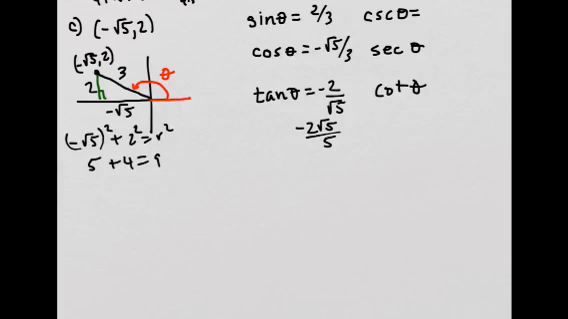Okay. Cosecant theta, reciprocal of sine theta, 3/2. Secant theta, reciprocal of negative radical 5 over 3, so it's negative 3 over radical 5. And when you rationalize, it's negative 3 radical 5 over 5. Cotangent theta, reciprocal of tangent theta, so I'm just going to flip this one right here. Negative radical 5 over 2.